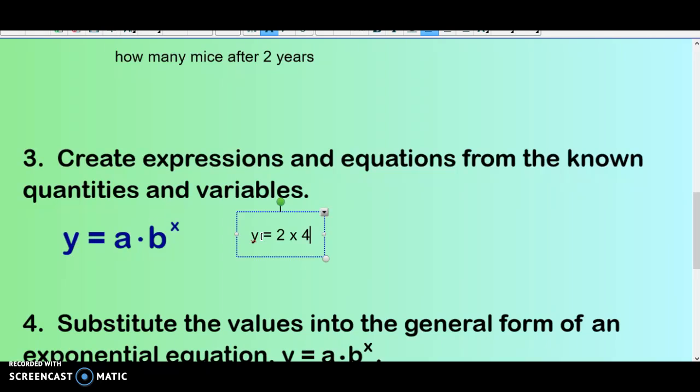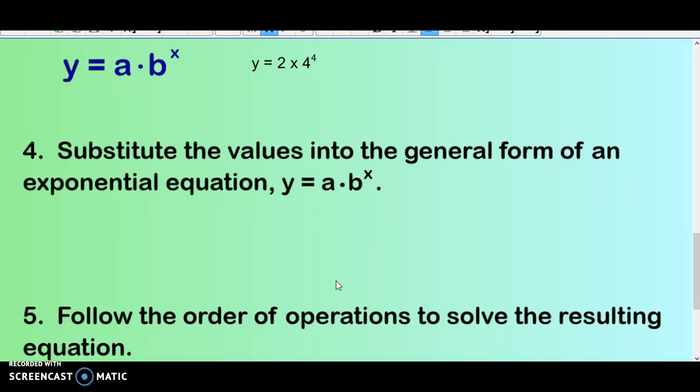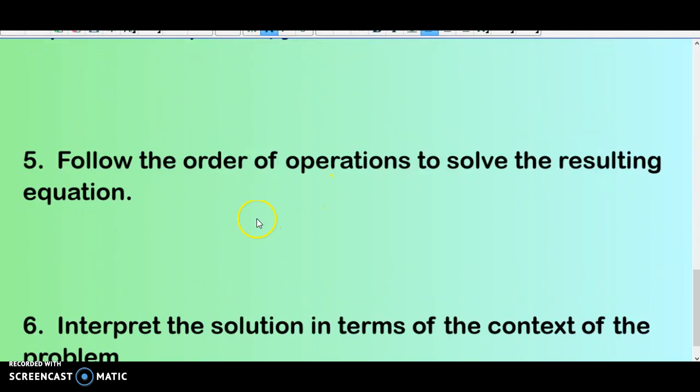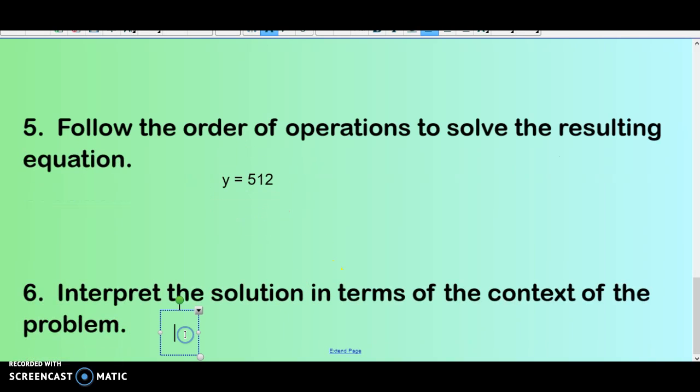And I want to know how many mice there will be after 2 years. So there are 4 groups of 6 months in 2 years. So I'm going to raise it to the power of 4. So it's going to be 2 times 4 to the 4th power. Okay. Now, substitute the values in. We did that right here. And when we follow the order of operations to solve the equation, we get that y equals 512. So what that means is that there will be 512 mice after 2 years.